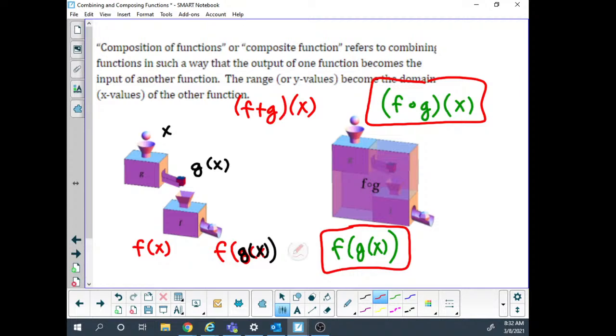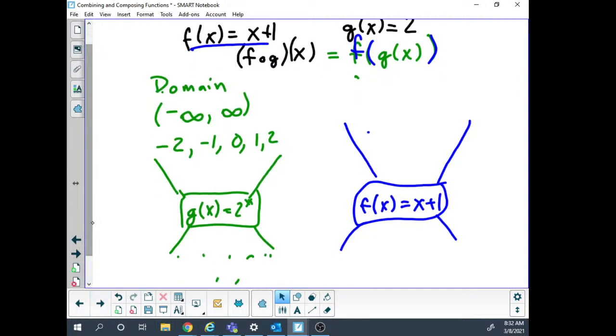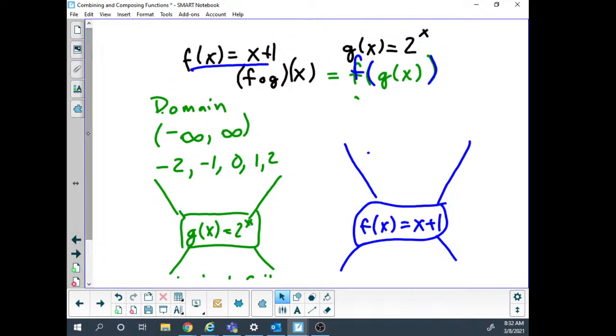Maybe another example would help. Today I just want to introduce this to you. This is kind of like taking notes, I guess. So, for example, f of g of x, f composed with g of x. If g of x is 2 to the power of x, and f of x is x plus 1, f composed with g of x, which one am I doing first? I would write it like this, f of g of x. Which one am I doing first?